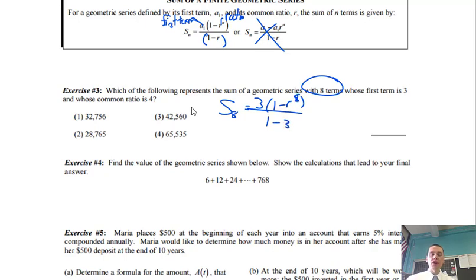Now, I'm going to give you the answers. Please make sure that you know how to plug this into the calculator. This is going to equal 65,535, which is choice 4.